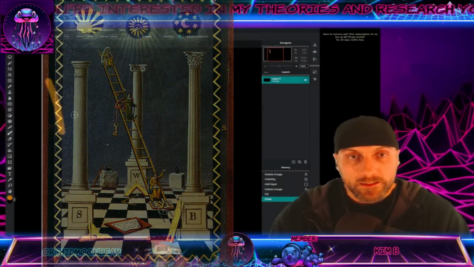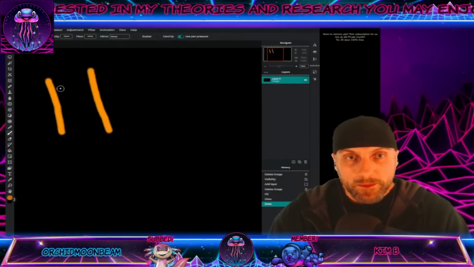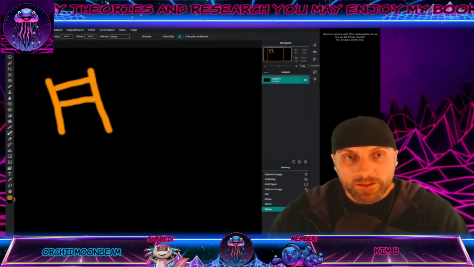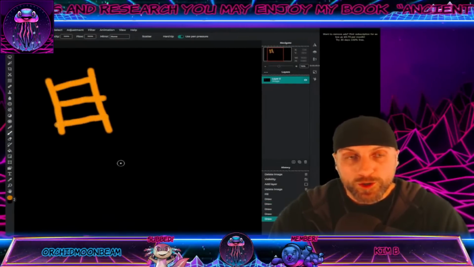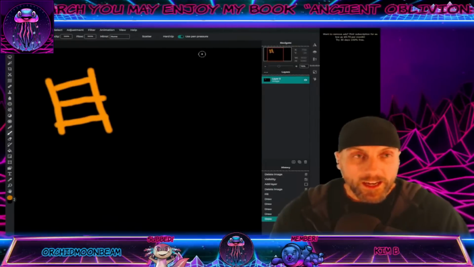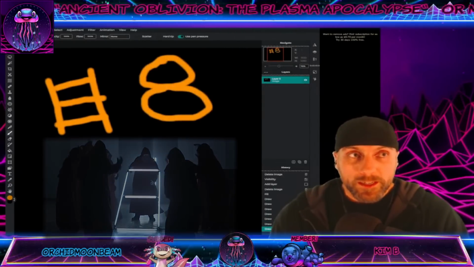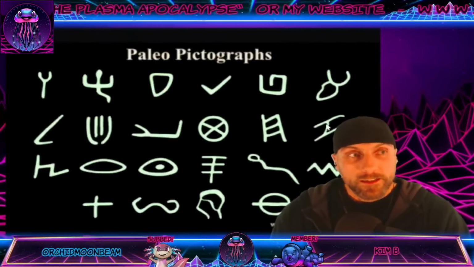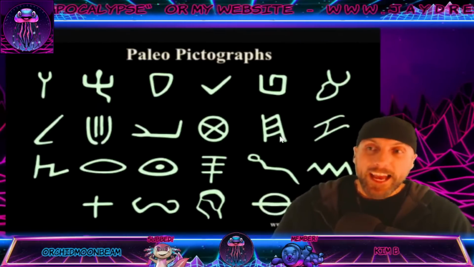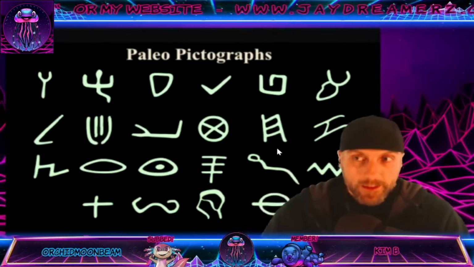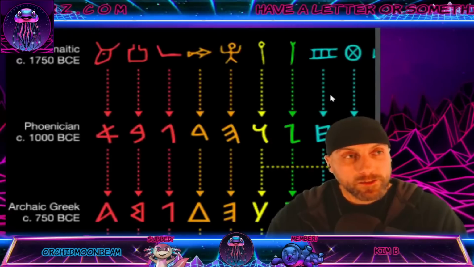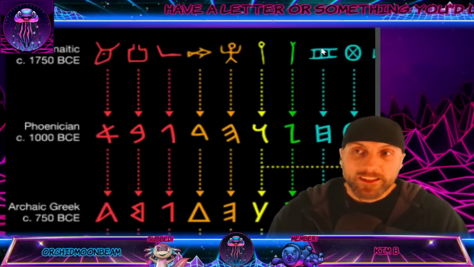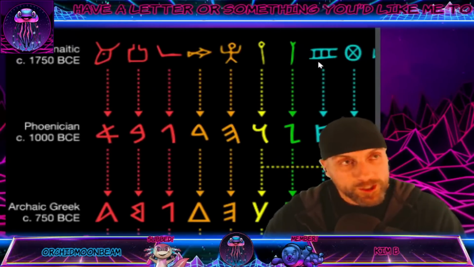It's got these side beams and then 3 cross beams in the middle. Okay, this is a crude drawing. Now it looks like an 8, which is appropriate because if we count 1, 2, 3, 4, 5, 6, 7, 8, Het is the 8th letter of the Phoenician alphabet. Let's look for the Het. Now over here you can see that that ladder is sideways originally.